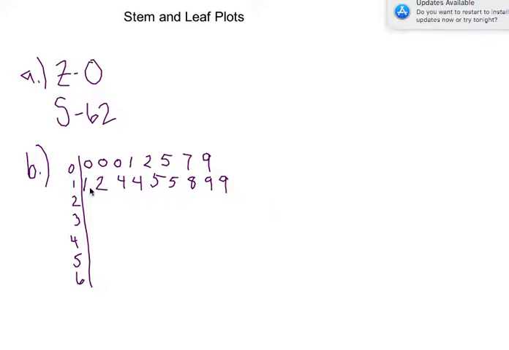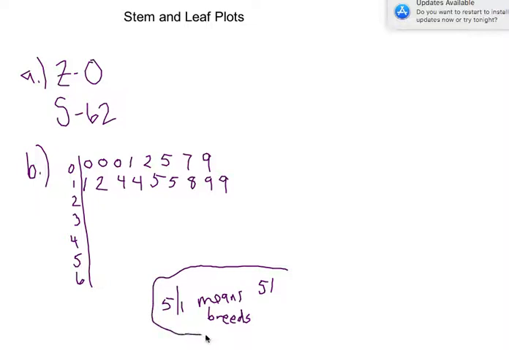This is your 10 spot, this is your 1 spot. 1-1 means 11, 1-2 means 12, 0-0 means 0, 0-5 means 5. And that's what it says at the bottom with the key. It says 5-1 means 51 breeds. That is super important. Anytime you are asked to create a stem and leaf plot, if you do not include the key, you will be penalized. They will count off credit for that. It's very easy to create, you can see. I ordered the data because it looks better, and that's the answer to C.